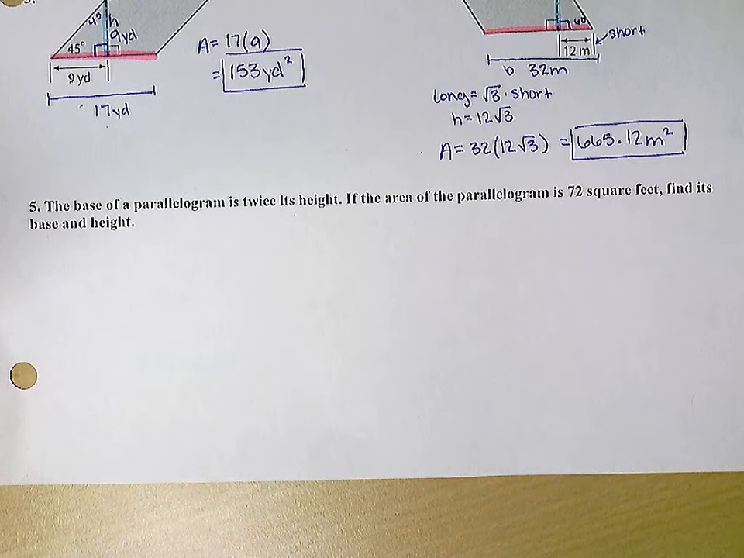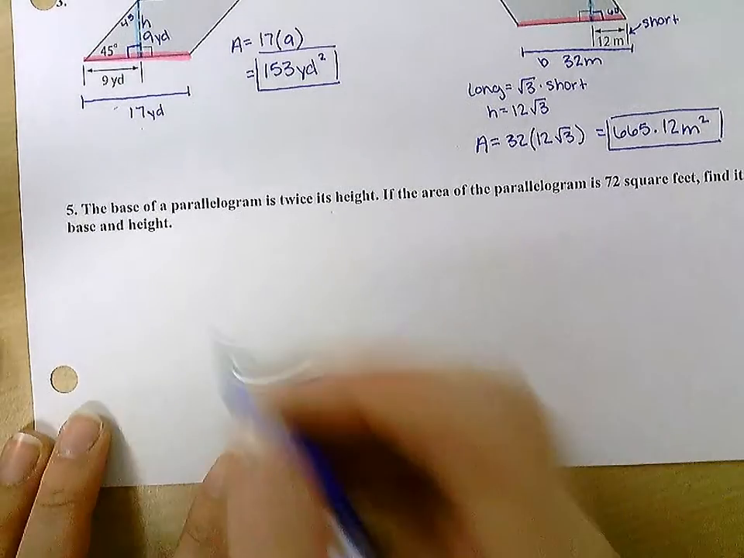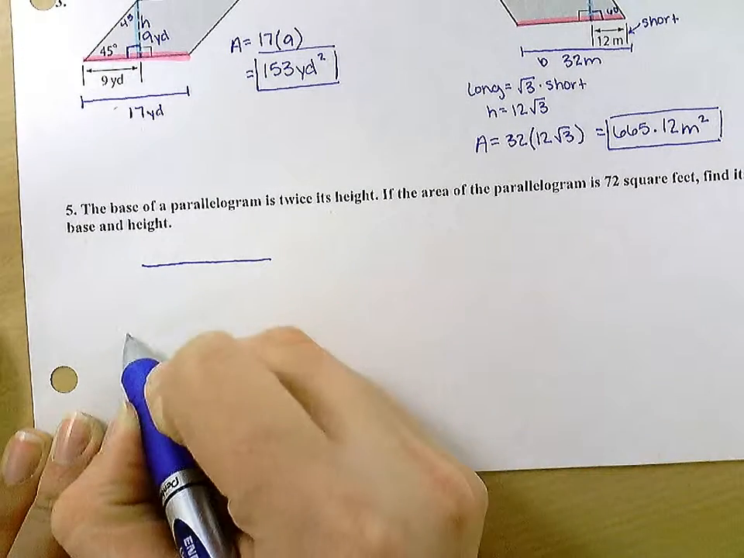This one, there's not a parallelogram drawn for you, meaning you're probably going to have to draw it yourself. Now, it doesn't need to be perfect. You just need to label it correctly. So in number 5, we have the base of a parallelogram is twice its height. If the area of the parallelogram is 72 square feet, find the base and the height. So in this problem, we're given what the area is already, and we have to find its measurements. So I'm going to draw in a parallelogram.